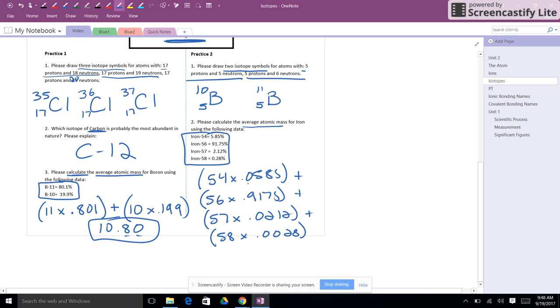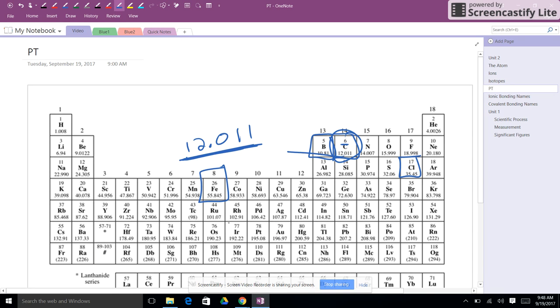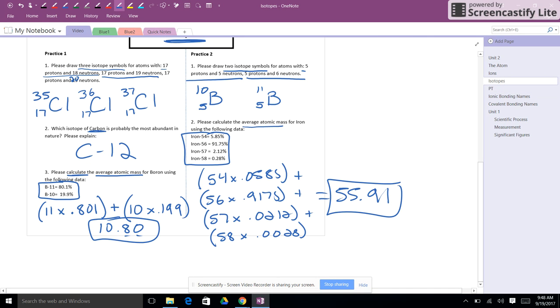Now, when we multiply 54 times 0.0585, we should get 3.159. When we multiply 56 by 0.9175, we should get 51.38. When we multiply 57 by 0.0212, we should get 1.20 or 1.21. And when we multiply 58 by 0.0028, we get 0.16-ish. And when we add these all together, we should get about 55.91. And now I think if you look at the periodic table, you see that iron, using the best data, is maybe 55.85-ish. And this is a good example of how you should use the data you're given and not just jump to the periodic table.